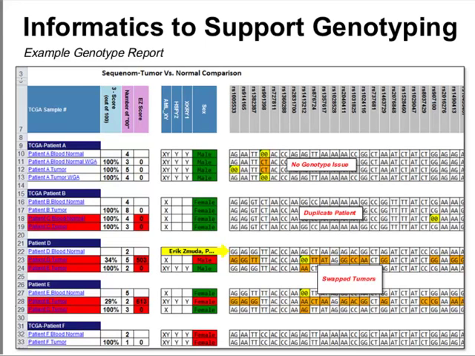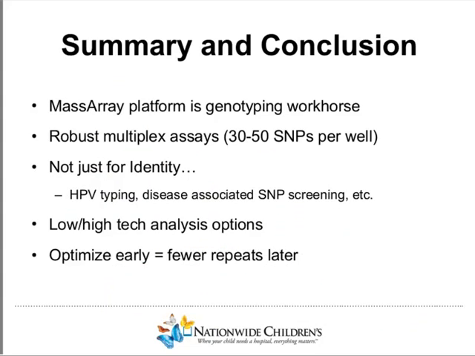This genotyping approach and this particular algorithm of comparing all the results against each other allows you to find that reciprocal match. And then the last example, I think, is just to illustrate the genotype is a nice match, but the clinical data for sex doesn't match the molecular data for sex, and so then that requires a follow-up investigation. So with that, I'll just summarize and wrap up. The MassARRAY platform is absolutely a genotyping workhorse. We have been able to generate robust multiplex assays for anywhere between 30 to 50 SNPs per well without really any trouble at all.